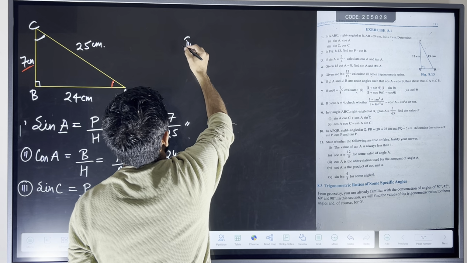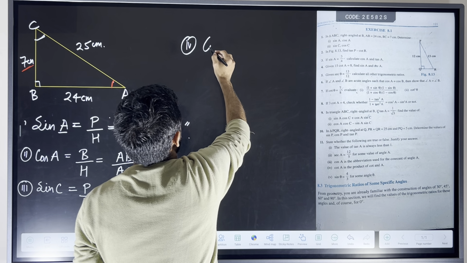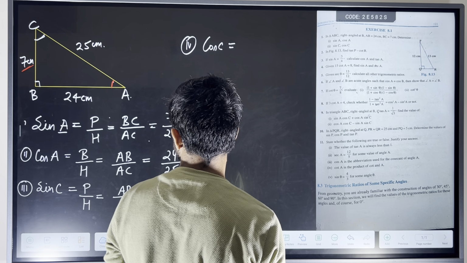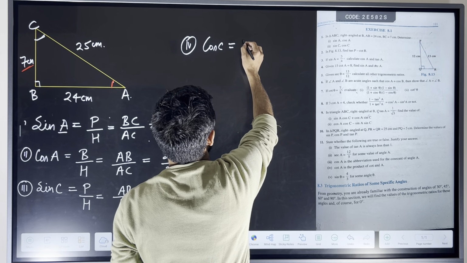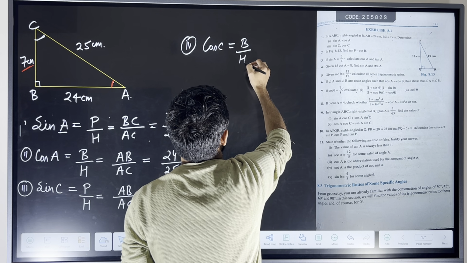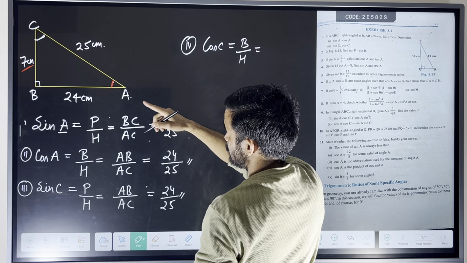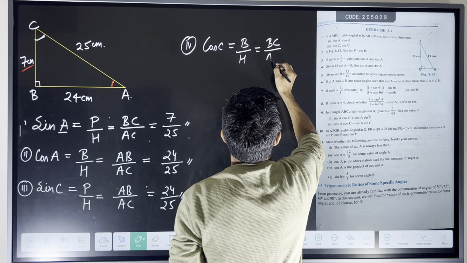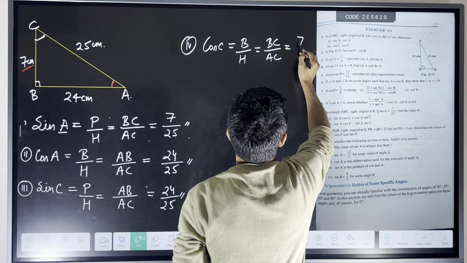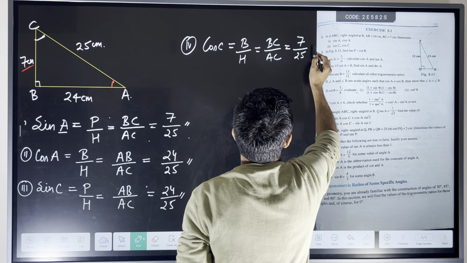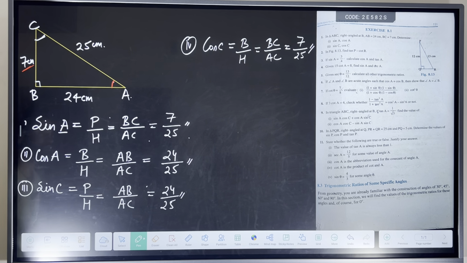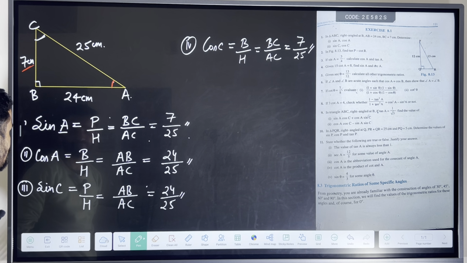Fourth part, that is cos of angle C. Now cos of angle C is equal to, again, base upon hypotenuse. What is base? For C, base is BC and hypotenuse is again AC. Value of BC is 7 and value of AC is 20. Okay, so now we have solved question number 1 of exercise 8.1.